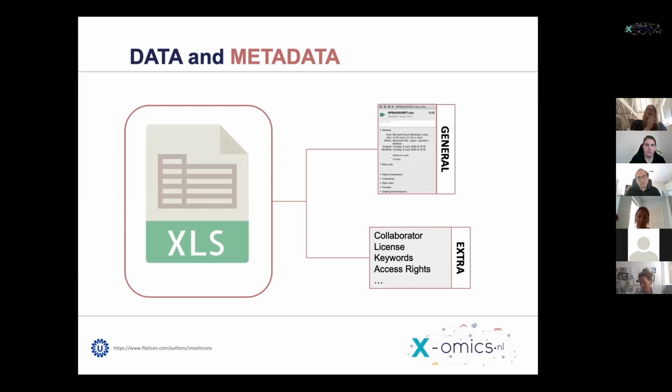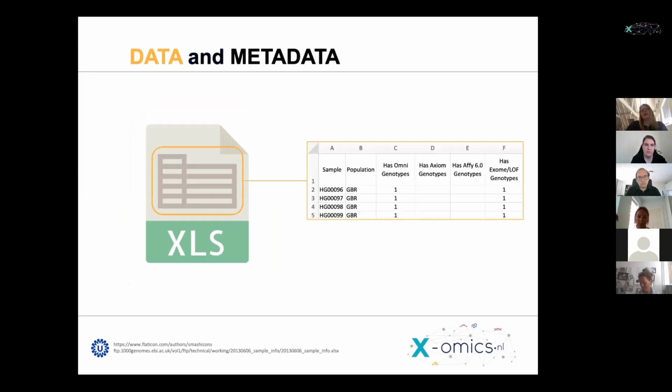So now that we have looked at the overall file itself, it's time to look at the actual contents of this file. Turns out, in the spreadsheet is a table. A table consists of a header, columns, and rows. In this case, the header information contains information about sample, population, and other genotypical data.